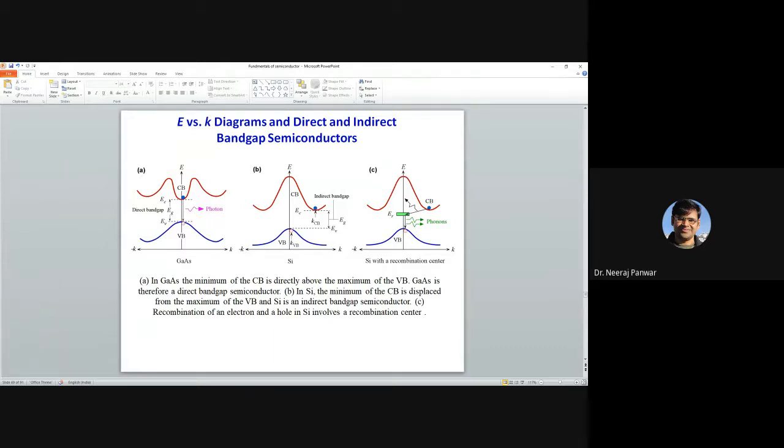Sir, in the third figure, there are zigzag arrows with phonons. Sir, there the black zigzag arrow, is it also a phonon? Yes, it is also a phonon. The black one. And the question for you is why there should be a phonon, not a photon, in the indirect band semiconductor.